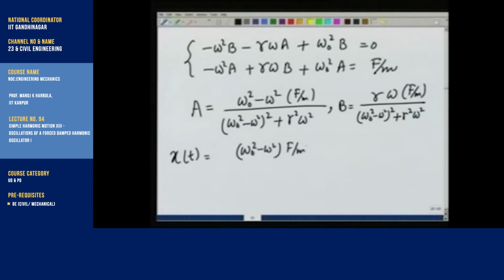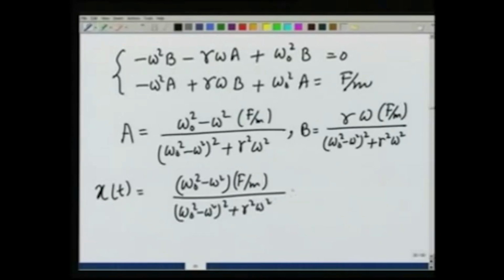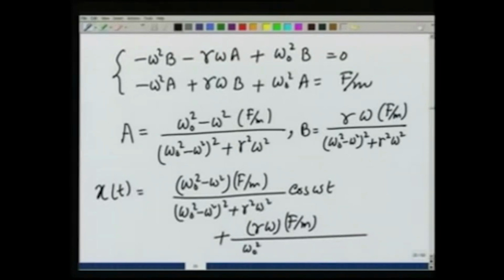F over m over (omega naught square minus omega square) plus gamma square omega square, cosine of omega t, plus gamma omega F over m over (omega naught square minus omega square) plus gamma square omega square, sine of omega t. Look at these two terms.